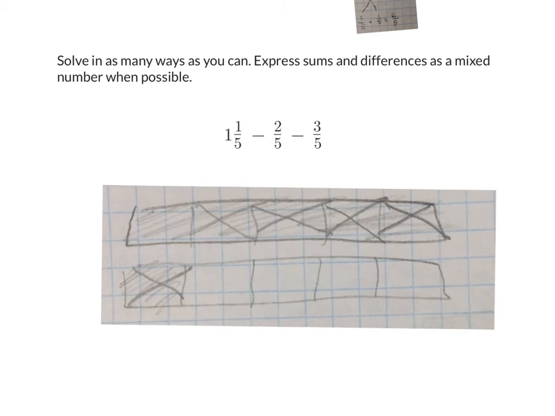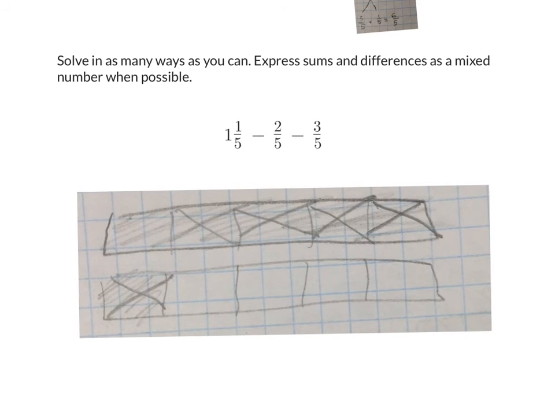Okay, here's one student's work. Take a look and analyze it. The problem is 1 1/5 minus 2/5 minus 3/5. At your table groups, I want you to take a look at this picture and talk about what this student is doing. What strategy is he or she using? Go. Good analysis, you guys. So it seems like this student shaded in 1 1/5 and then crossed out 2/5 and then crossed out another 3/5, right? And then what was left and still shaded was the answer.